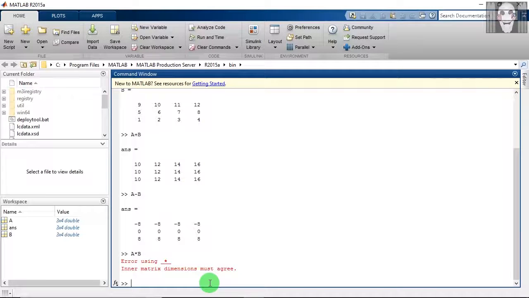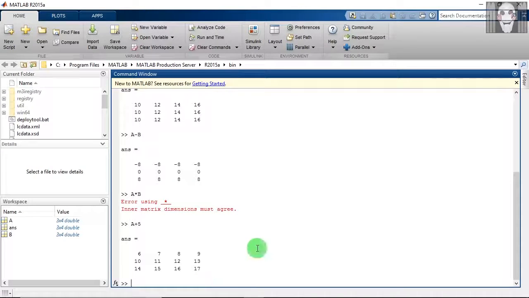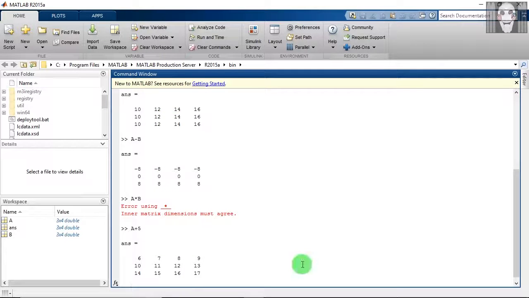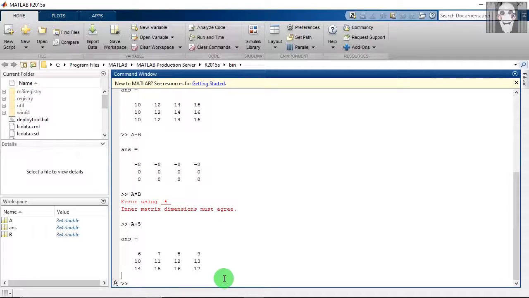You can also add a scalar to your matrix. For example, you can do this A plus 5. Now what happens is this number 5 gets added to each and every element of A. So when you do 1 plus 5, it is 6. Then 2 plus 5 is 7. So as you can see here, you have 6 and 7 and so on. Similarly, you can also do subtraction, multiplication as well as division.